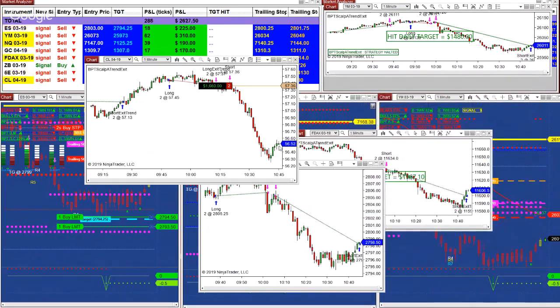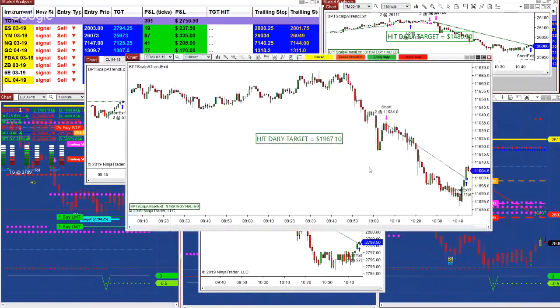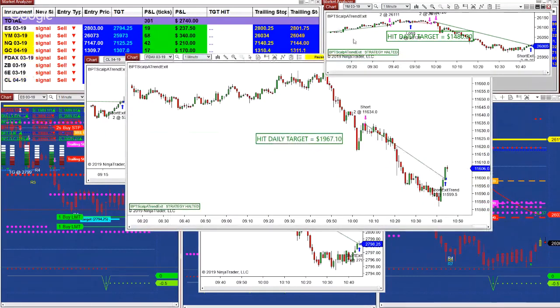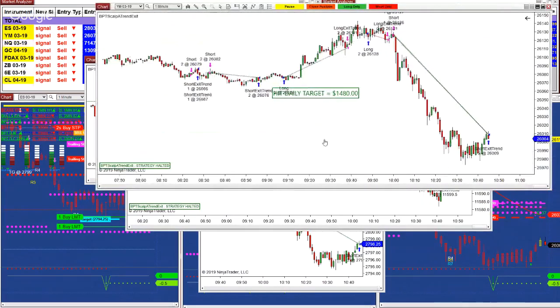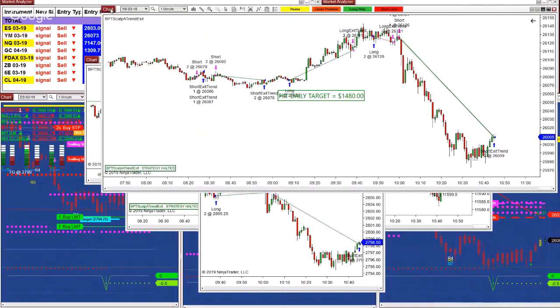Okay, now most of them closed. The DAX closed on 1,967, and this one here, the YM, closed at 1,480. This is a very nice trade.